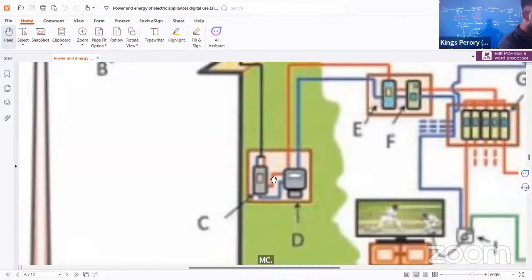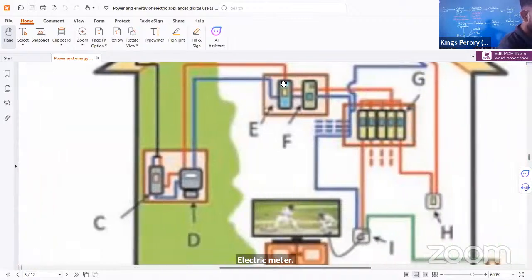Now from there again two wires are coming. What is this? Electric meter. Again two wires are going, and now this is inside your house. Inside the house, first is what? Isolator. Second? RCCB. This is the main set. Then the MCB. And then here are the plugs, wires, switches, all those things.